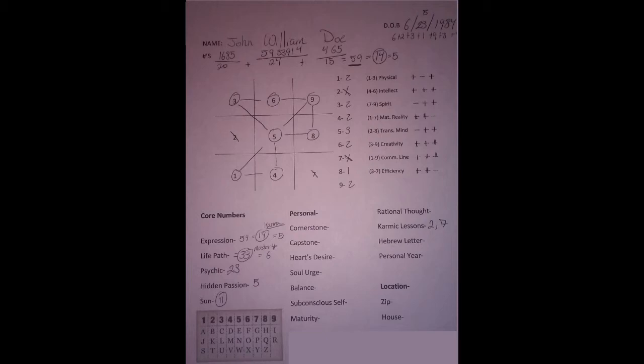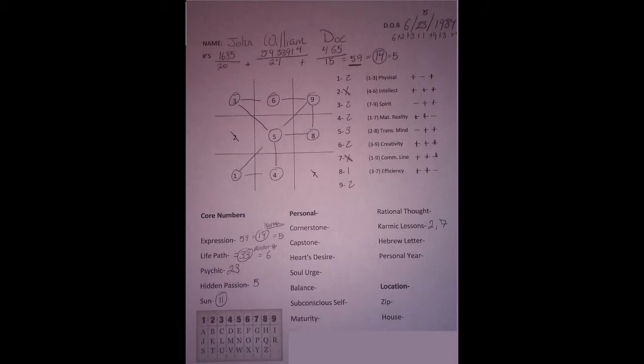I then added up each number and came up with the total. So John is equivalent to a 20, William is a 24, and Doe is a 15. I added all of those up, and we came up with a total of 59. I broke that down. 5 plus 9 equals 14. Okay, so the first thing that we see is that this is a 14.